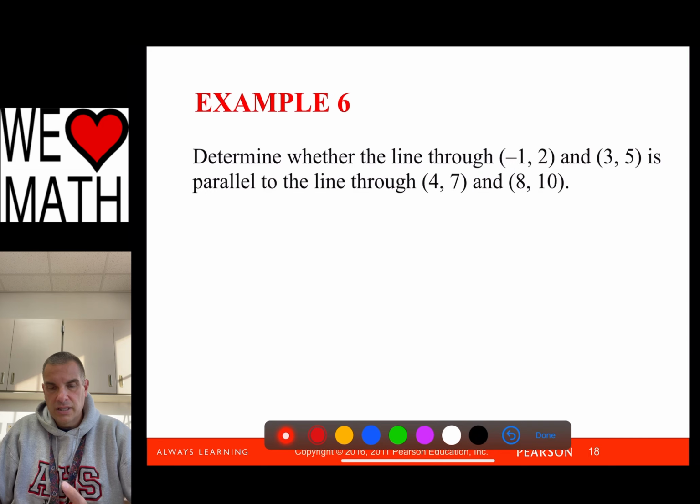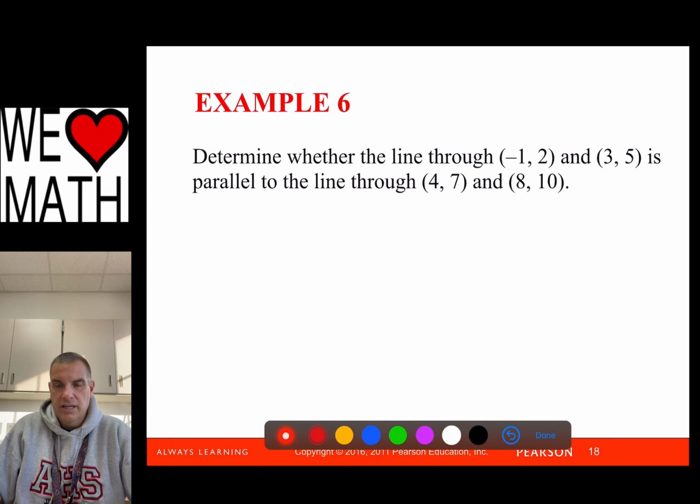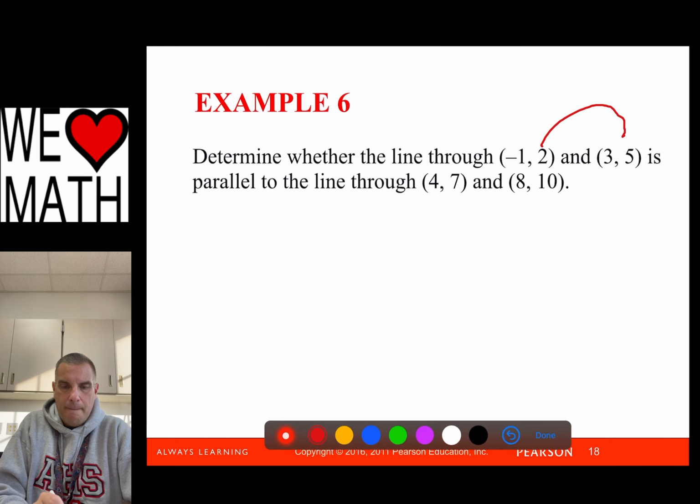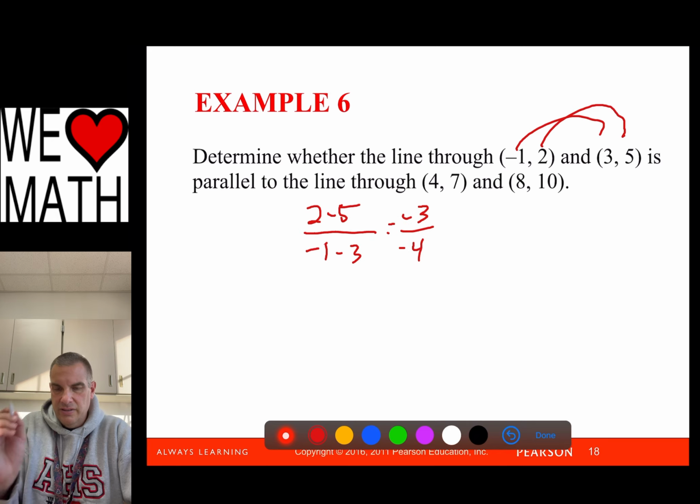Okay? So if we look at these two lines, we've got to find the slope of these two lines to determine if they're parallel or not. So my change in y, kind of do it the quick way, 2 minus 5. So that's my top, change in y. Change in x: negative 1 minus 3. So negative 3 over negative 4. I'm just going to leave it there. It doesn't really matter. Well, let's change it. It's 3/4. The second one, 7 minus 10.